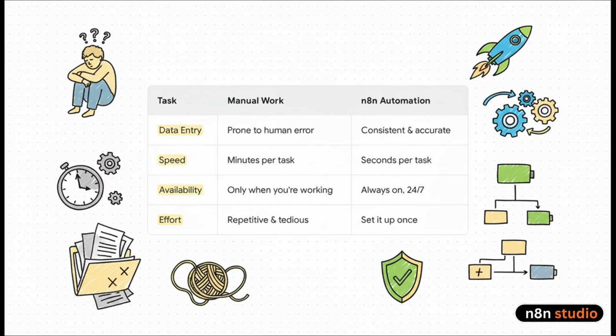And when you compare this to doing it the old way, the difference is just staggering. Let's really break it down. Manual data entry. We all know it's prone to typos and human error. In n8n automation, it is perfectly consistent and accurate every single time. What about speed? A task that might take you a few minutes by hand is done in like seconds. Availability? You can only work so many hours in a day. Your automation is on the job 24/7. And the effort? Instead of doing the same tedious thing again and again, you just set it up once and you're done.